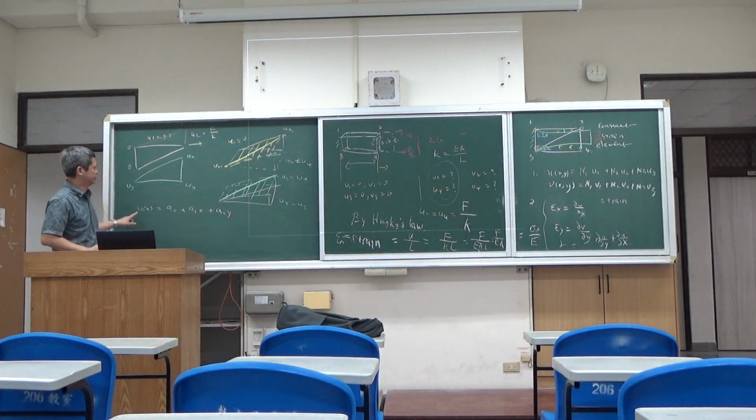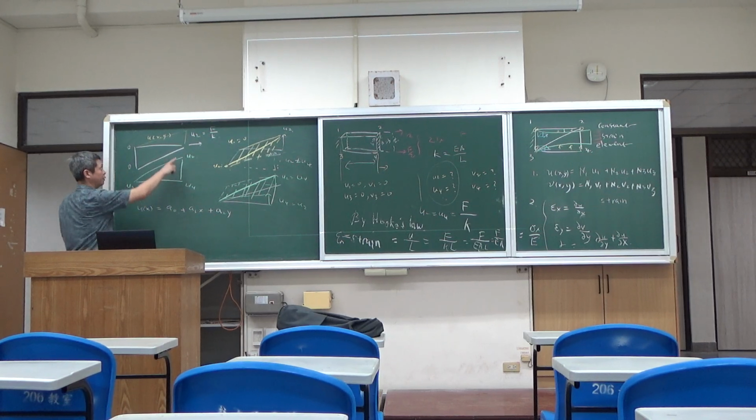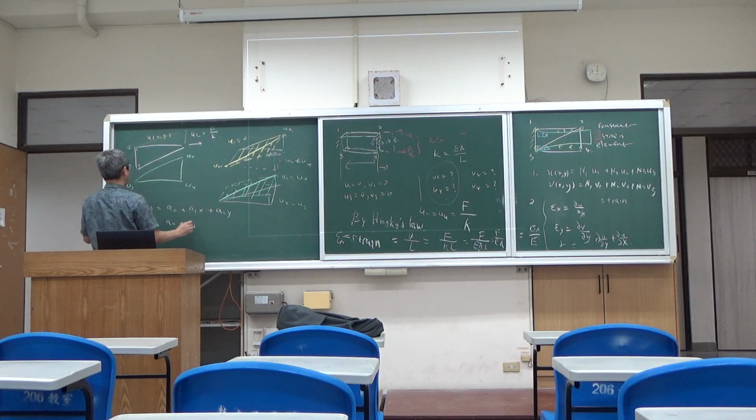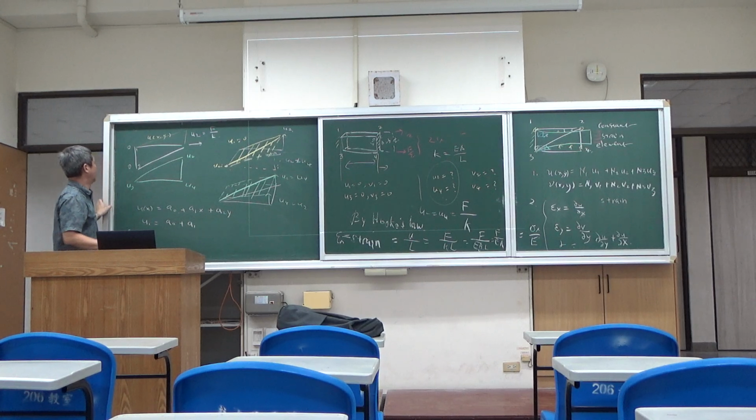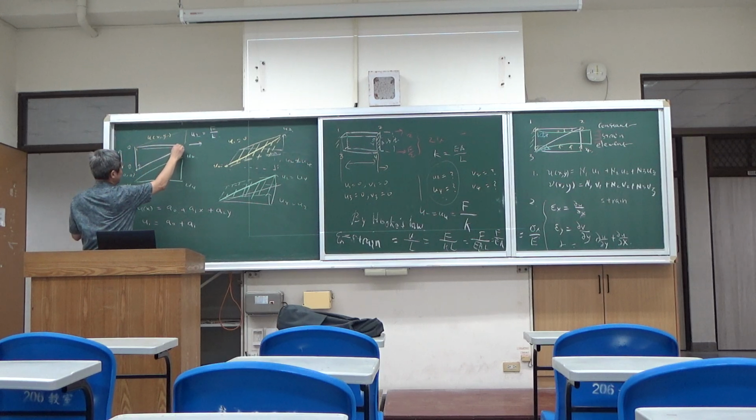So in this case, how to find the A0, A1, A2? I think we take the example here. U1, U2, U3. You have your U1 is equal to A0 plus A1. How do you define it? In this case, I define this as 0, 0, and this is your width or your height, and this is your length.